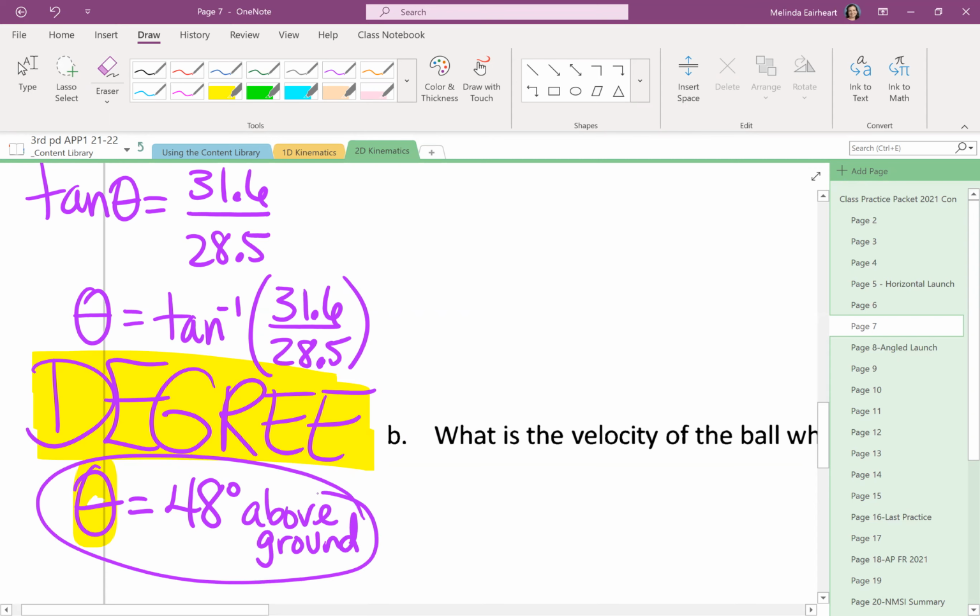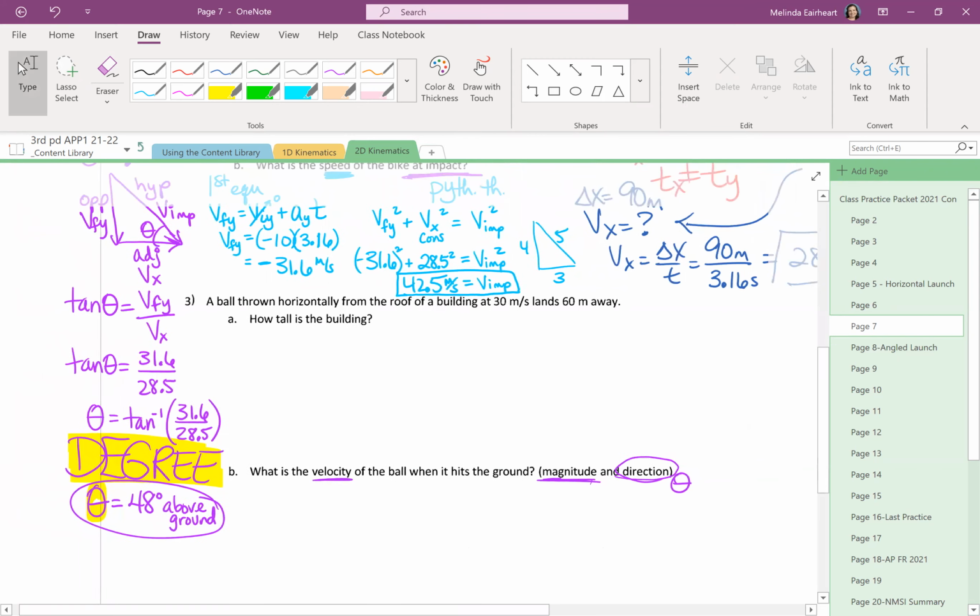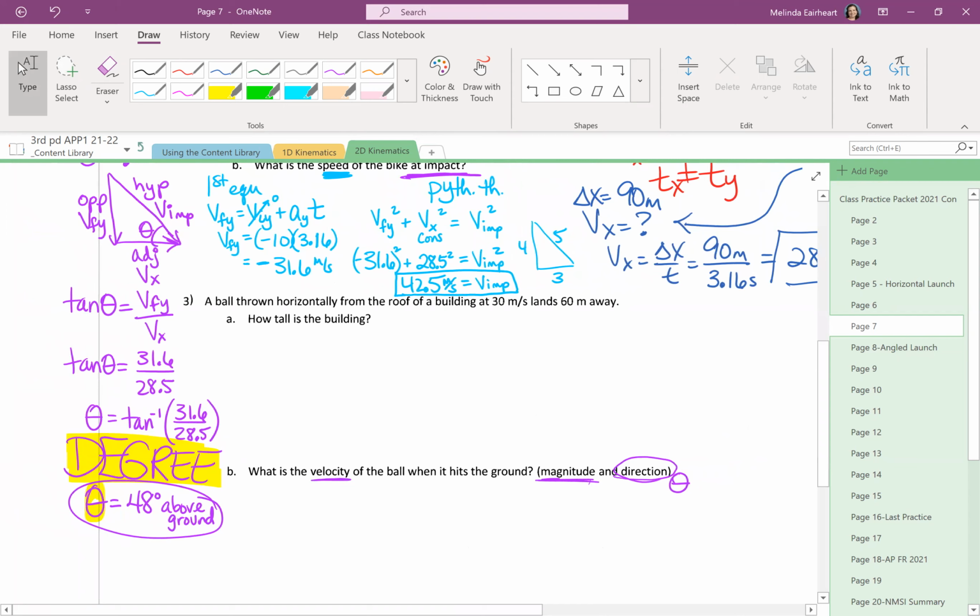Now, Ms. Earhart, why'd you do that? They didn't even tell us to do that. Well, here I'm going to have y'all do the next question and look at question B. What's the velocity, magnitude, and direction? How do you give the direction of an impact speed? Theta. All right, questions on that first one that we did together? It was a lot, I know.